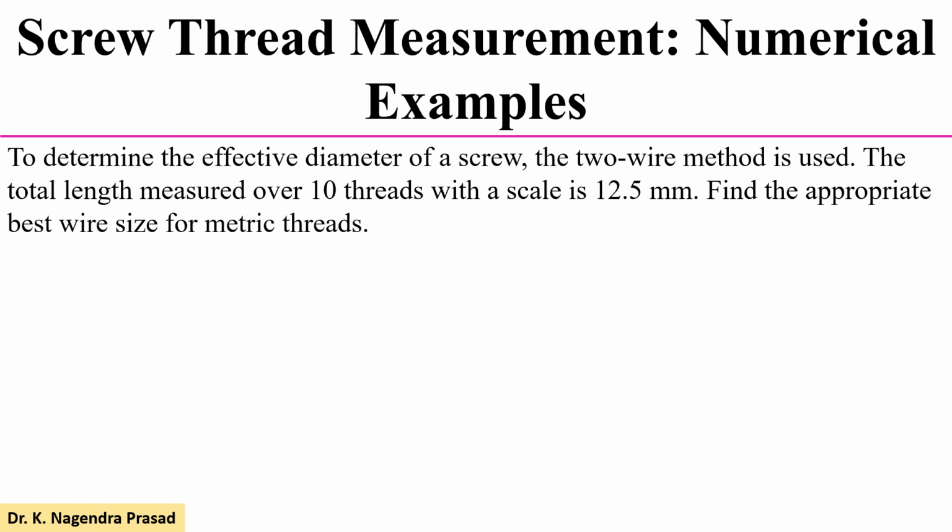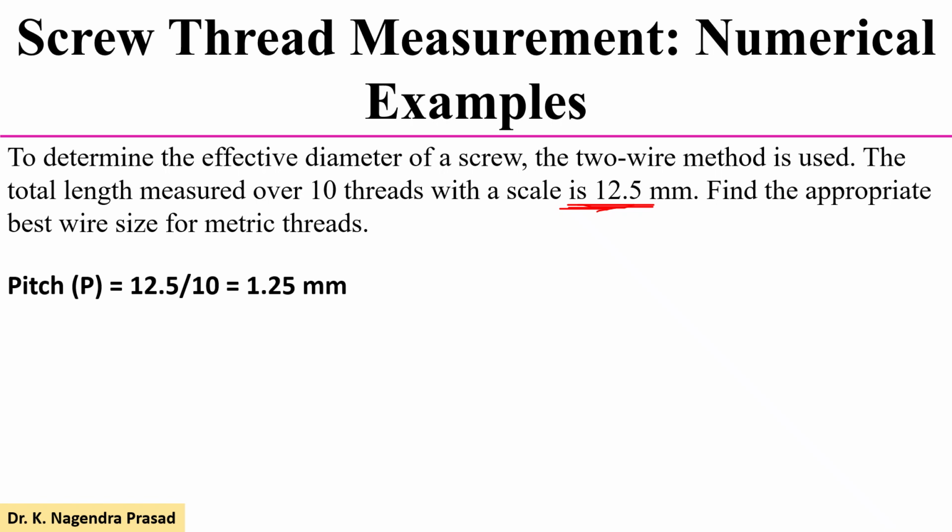So first we have to determine the pitch. Here pitch is directly not given, but the total length measured over the 10 threads is given. So the total length is 12.5 and the number of threads is 10. Then pitch will become the total length divided by the number of threads. So 12.5 divided by 10 is equal to 1.25 mm. Let's consider the pitch is P, then P equals 1.25 mm.